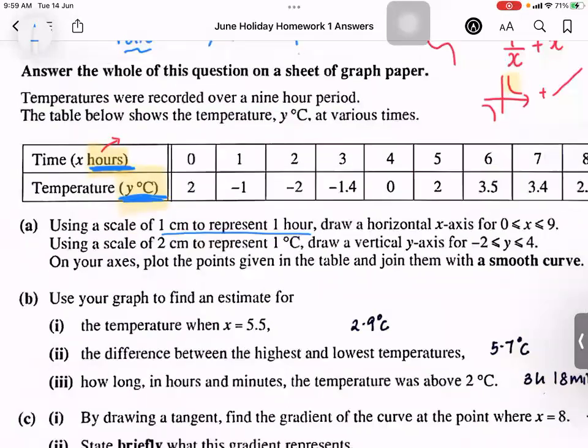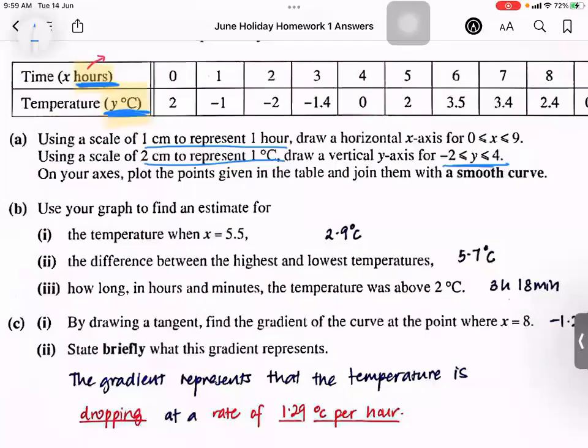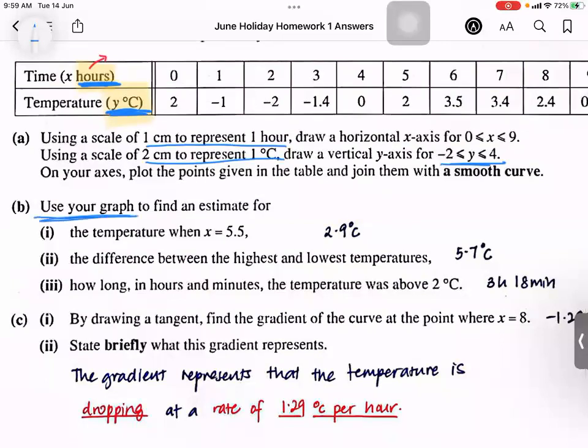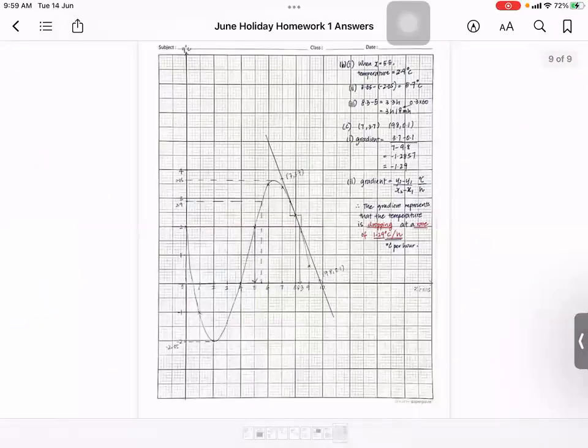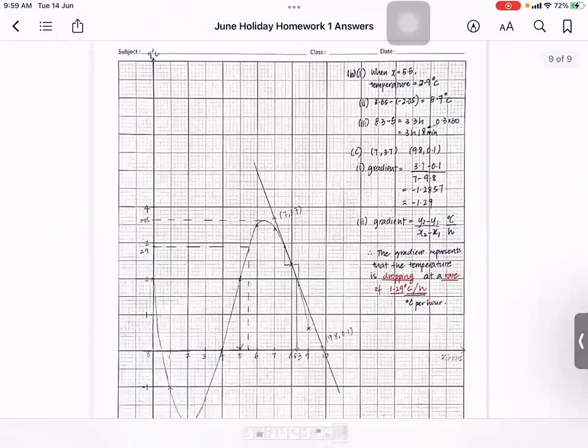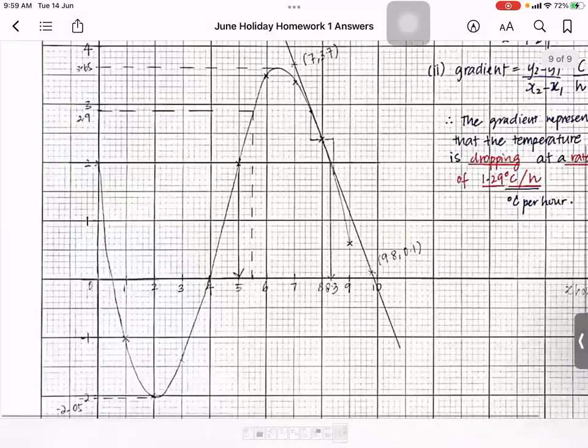Then a scale 2 cm to represent 1 degree Celsius. They said particularly draw from -2 to 4, so you must include these numbers in your axis. Using your graph to find an estimate for the temperature when x equals 5.5. Allow me to switch to my graph. So I've just drawn a simple graph over here. I try to put everything on the same page because nowadays they might give you the grid, then you write the answers below. So I just try to create a habit.